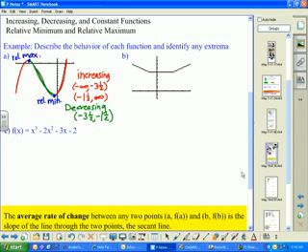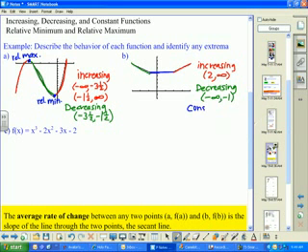So our next function, b here, we'll start out, it's increasing on the interval from 2 to infinity, 2 and up. It is decreasing on the interval negative infinity to negative 1. Right here, that's a constant function. It's staying the same all the way across, and that's from negative 1 to 2.